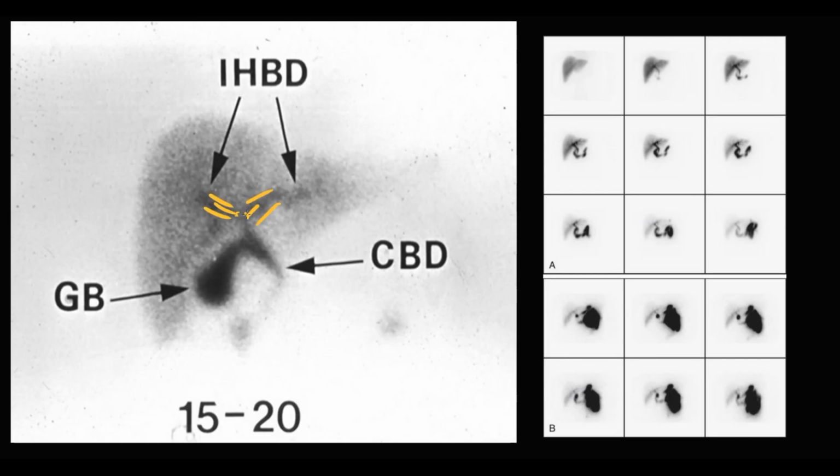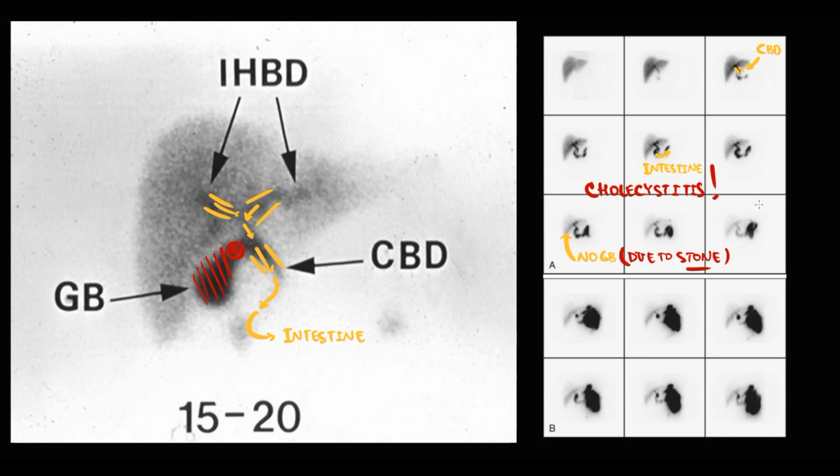Here is another example. So it's a scan with the entire biliary tract visible except the gallbladder, and on this scan we can see the common bile duct, also we can see the intestine, but we cannot find here anything that resembles the gallbladder. And because of this, we can suggest that most probably we cannot see the gallbladder because of obstruction of the cystic duct, which is most commonly caused by a stone in acute cholecystitis. So absence of the gallbladder on a scan is highly suggestive of calculous acute cholecystitis.